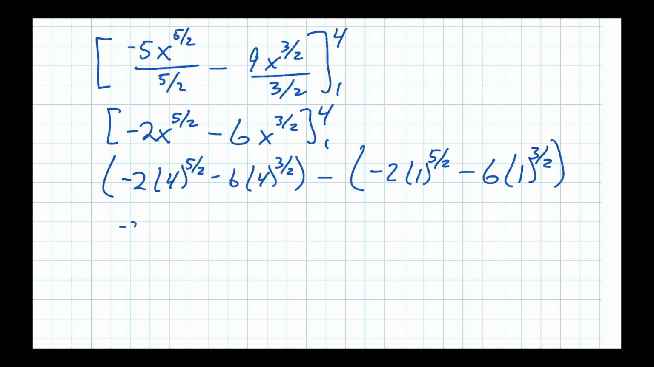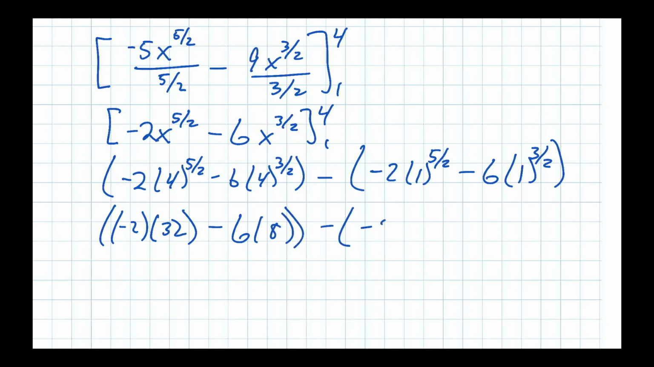So we got negative 2 times 4 to the 5/2. So that's 2 to the 5th, so that's 32. Again, you can punch that into a calculator if you are not good at doing those by hand. Same thing on the next one. 4 to the 1/2 is 2. 2 to the 3 is 8.